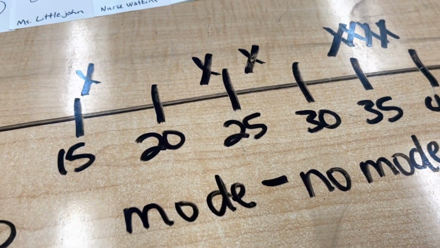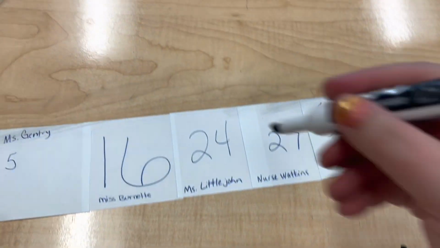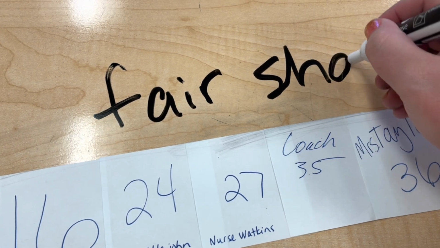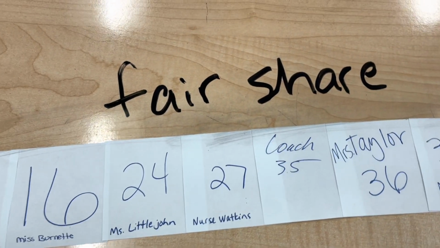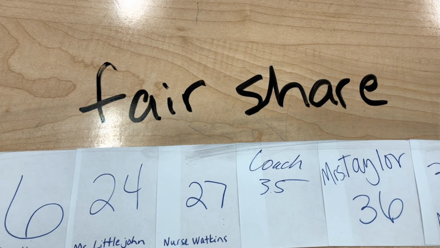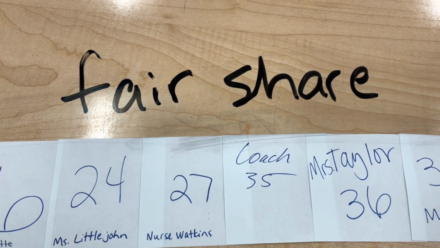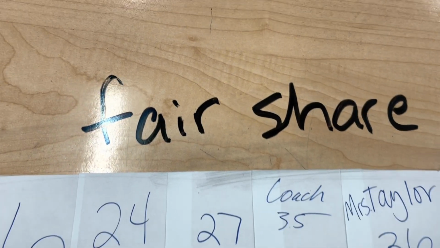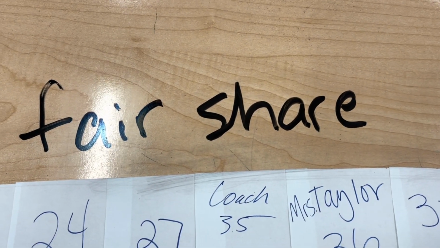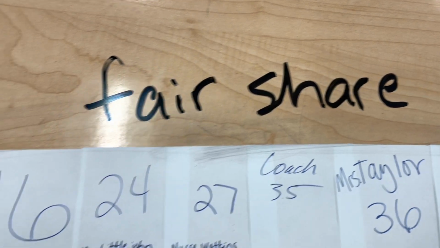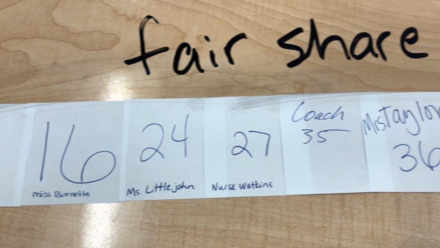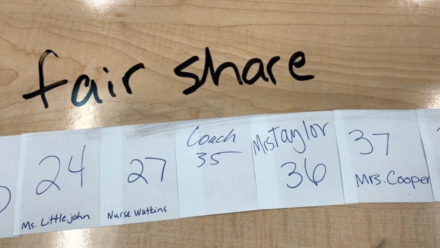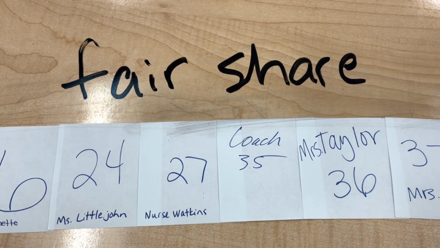So now let's talk about a concept that's called fair share. If you have a fair share of something, it means that everyone within maybe a classroom has a fair share, or everyone has the same amount. So when we look at all of our data here, does everyone have a fair share? No, they don't. Everyone has a different number of linking cubes.